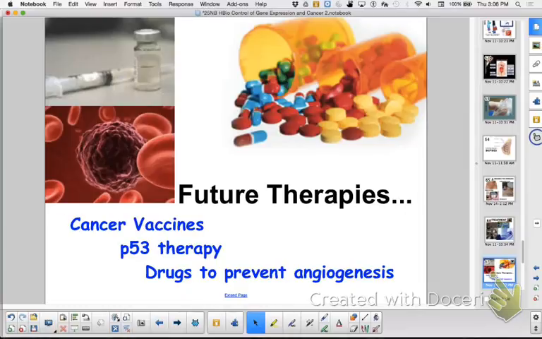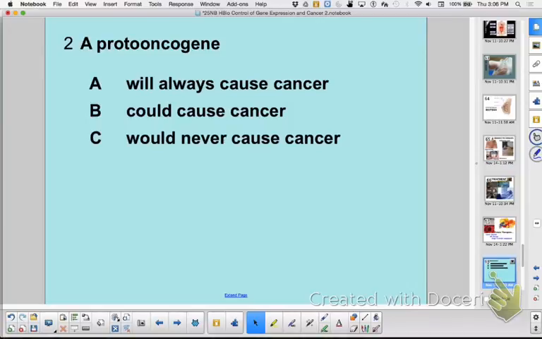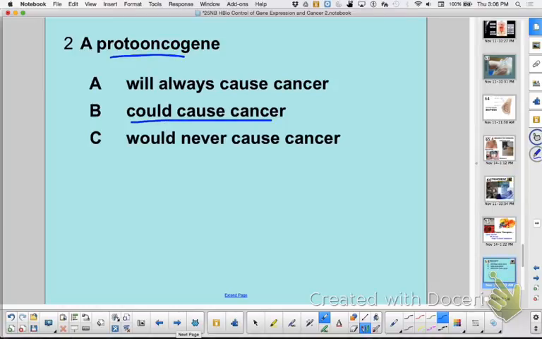And let's look at our questions. I don't really like this question because I can understand why it'd be confusing, but the idea here is that a proto-oncogene could cause cancer if it became a what? An oncogene. If it became an oncogene, then it would cause cancer.